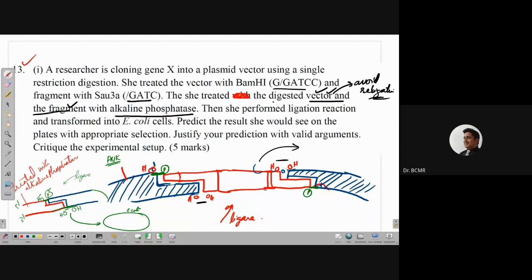Can you identify any other mistake? Here, this vector is digested and the fragment is there and then treated with alkaline phosphatase. One of the answers is to put back the phosphate group using PNK. If you're critiquing the experimental setup, you should say you should not have used alkaline phosphatase on both. It should have been mostly the vector, and the fragment should not have been treated with alkaline phosphatase.